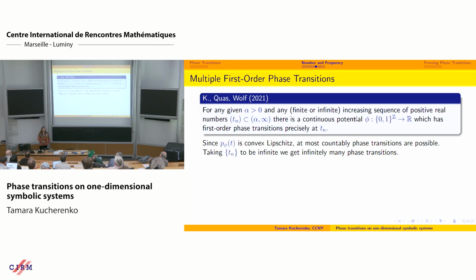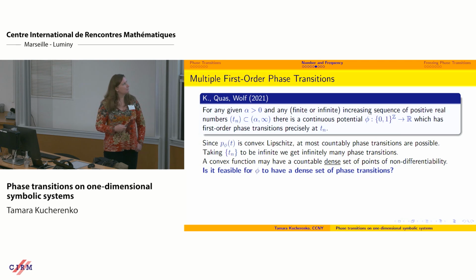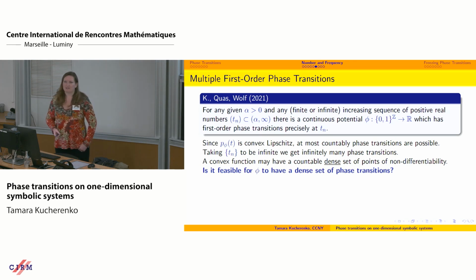And Ronnie, who is here, caught me on that. So what was his point? If you have a convex function, it can have a countable dense set of points of non-differentiability. So if you miss this word increasing, and that was exactly Ronnie's question, it may seem like my potential has a dense set of first-order phase transitions. And when Ronnie brought it up, my answer was no, that can't be possible, can it?